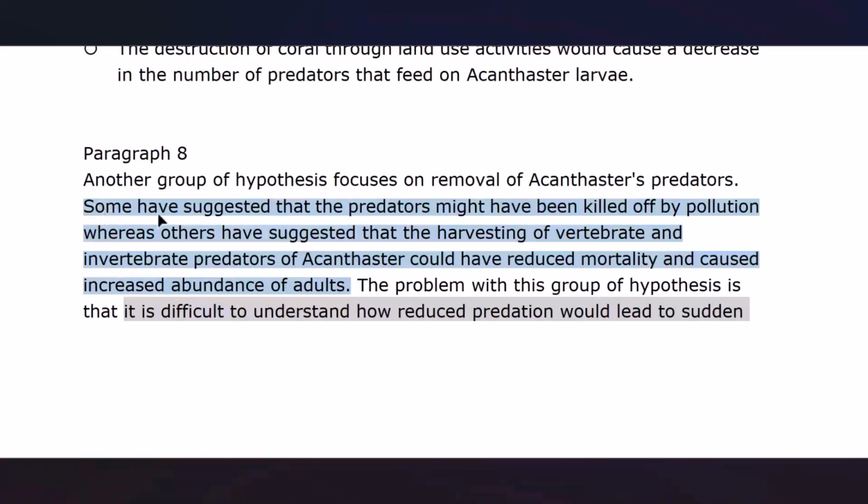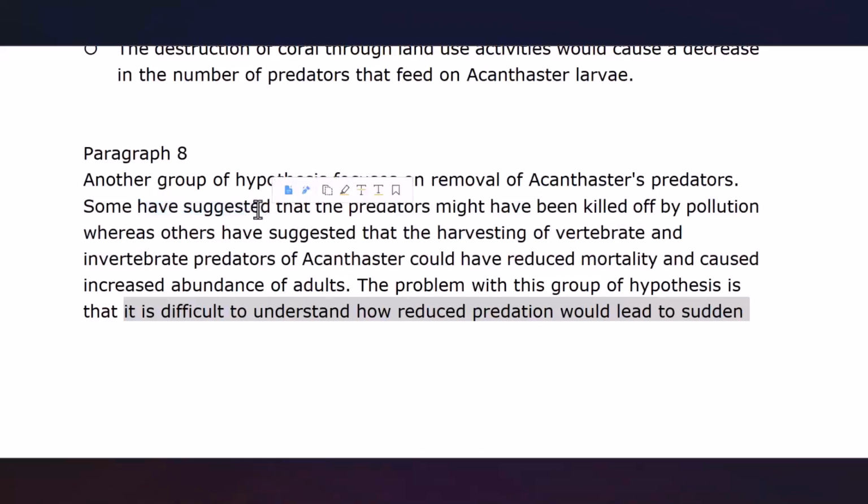Sentence 2. Some have suggested that the predators might have been killed off by pollution, whereas others have suggested that the harvesting of vertebrate and invertebrate predators of Acanthastor could have reduced mortality and caused increased abundance of adults. In this sentence, the main verb is this verb phrase have suggested. And that here functions like the object of suggest and introduces this clause.